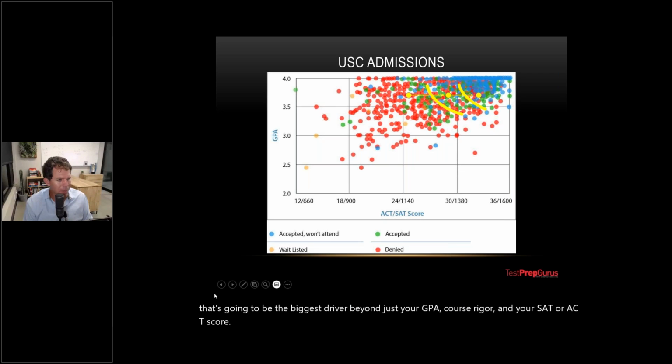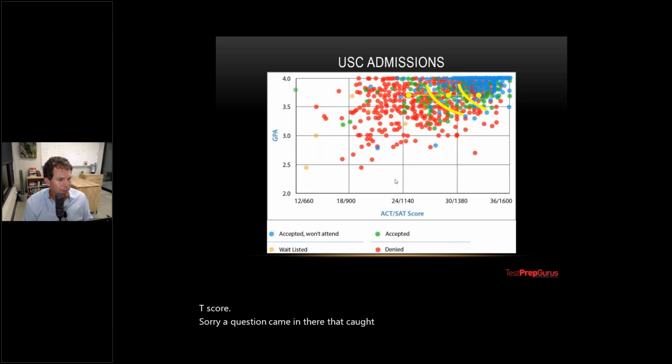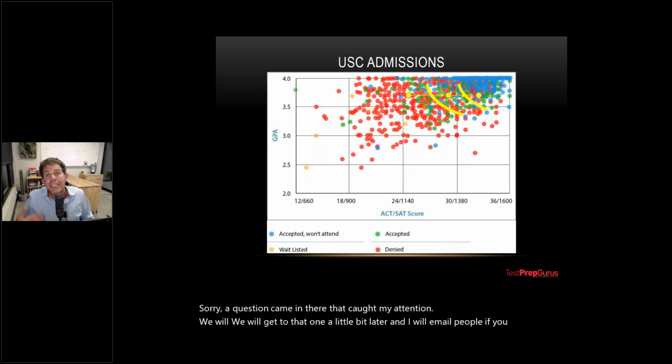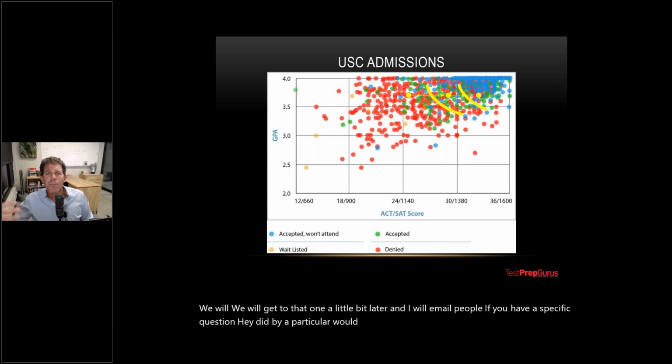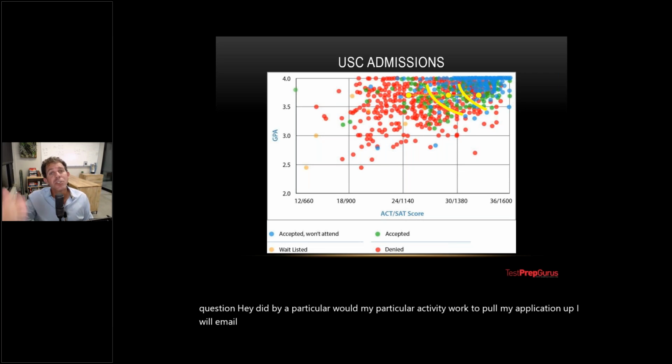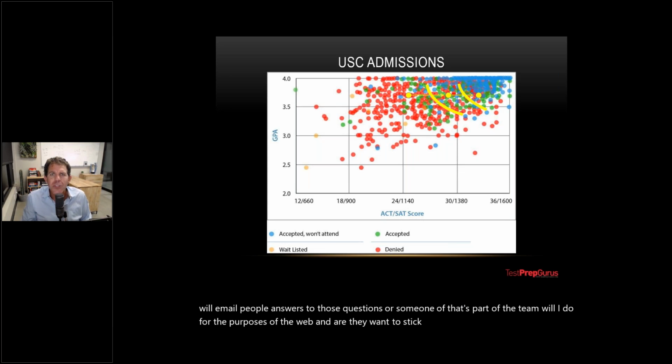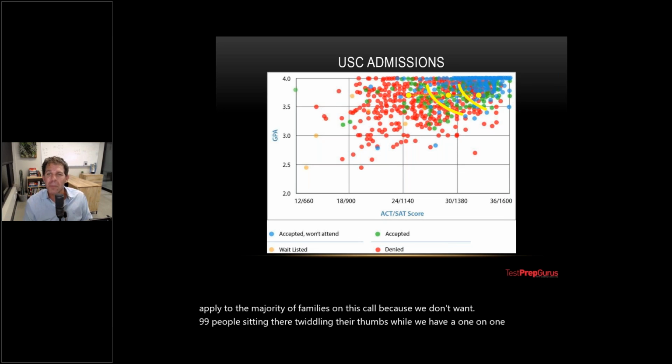Sorry, a question came in there that caught my attention. We will get to that one a little bit later, and I will email people if you have a specific question, like, would my particular activity work to pull my application up? I will email people answers to those questions, or someone that's part of the team will. For the purposes of the webinar though, I want to stick to universal answers that apply to the majority of families on this call, because we don't want 99 people sitting there twiddling their thumbs while we have a one-on-one counseling session for one particular student.